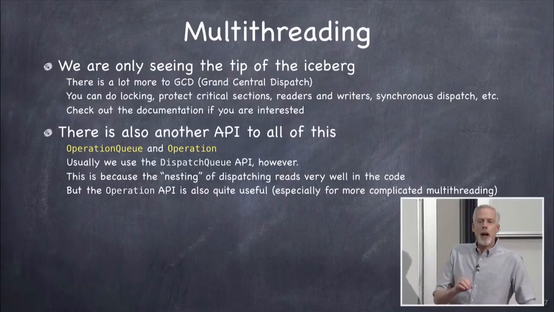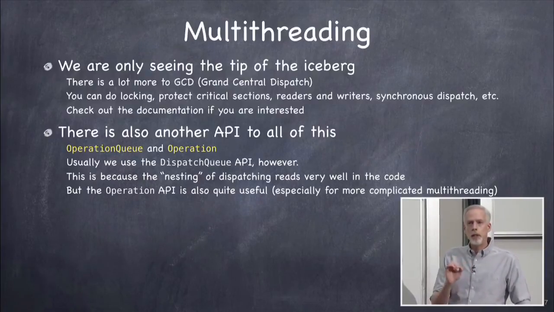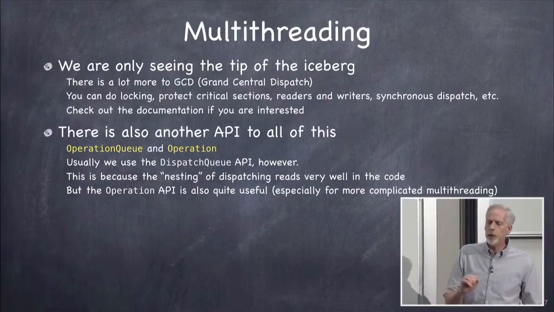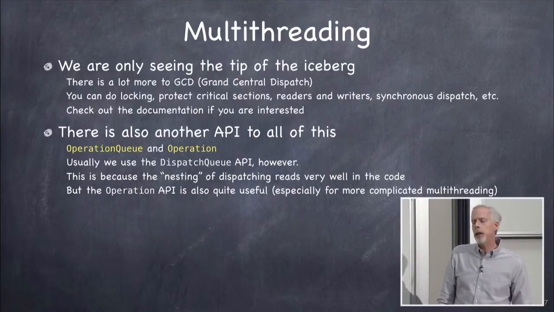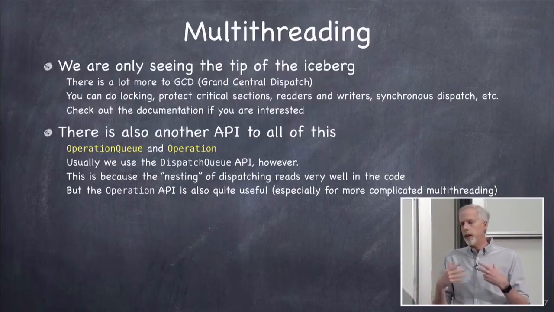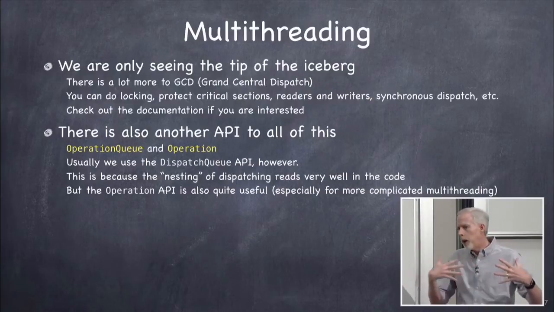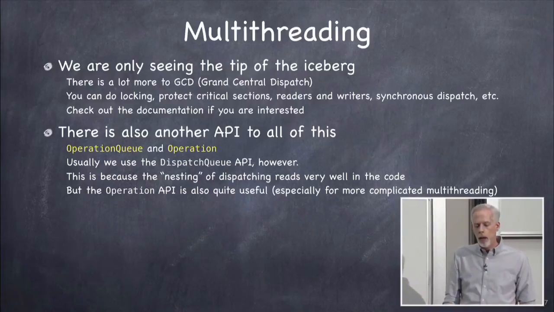There's another API for doing multithreading, operation queue and operation. These are classes. Classes or structs? I guess they're classes. And you'll see those occasionally in iOS API, kind of older iOS API. But for the programming you're going to do, unless you've got the kind of multi-threading problem which is doing a parallel processing thing, not the kind of problem where you're getting something off the main queue.